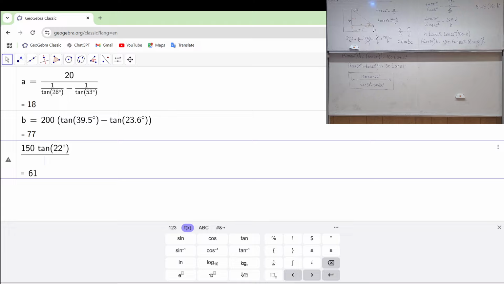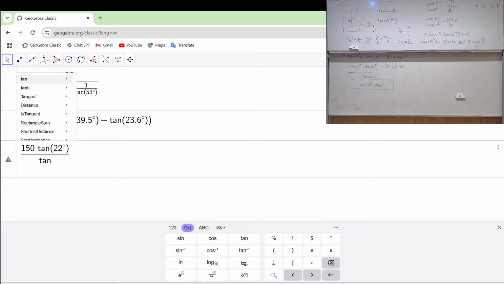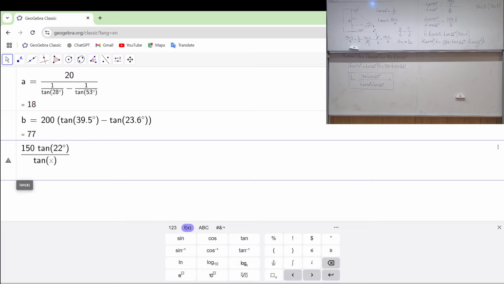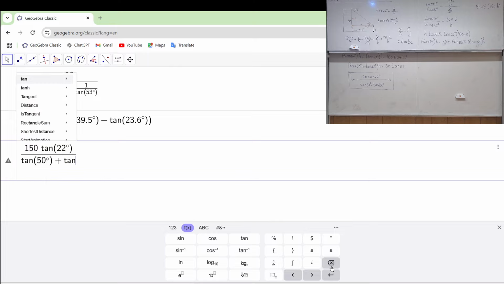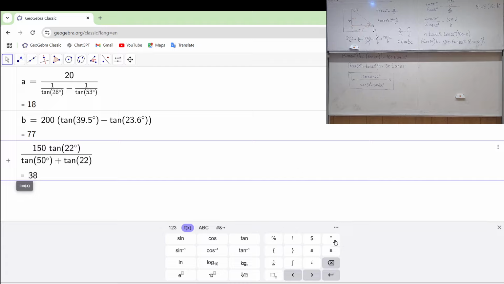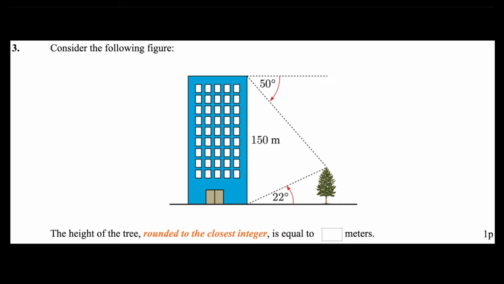And I type those numbers. So tangent, and it now appears. Press enter twice. And I put 50 degrees there. And then go outside. Plus what? Tangent 22 degrees. Yes. And the number that you get, you can see, is 38 meters. So you go back and type 38 meters here.